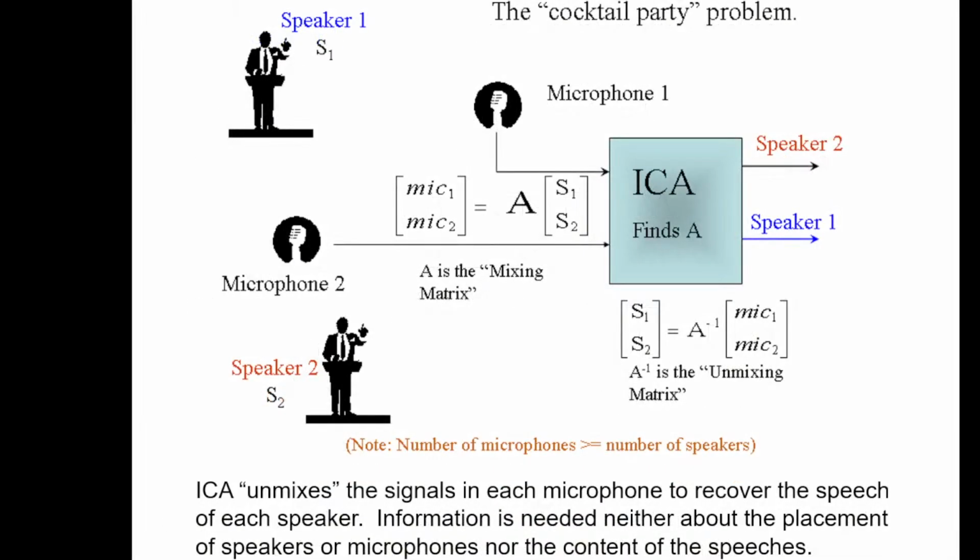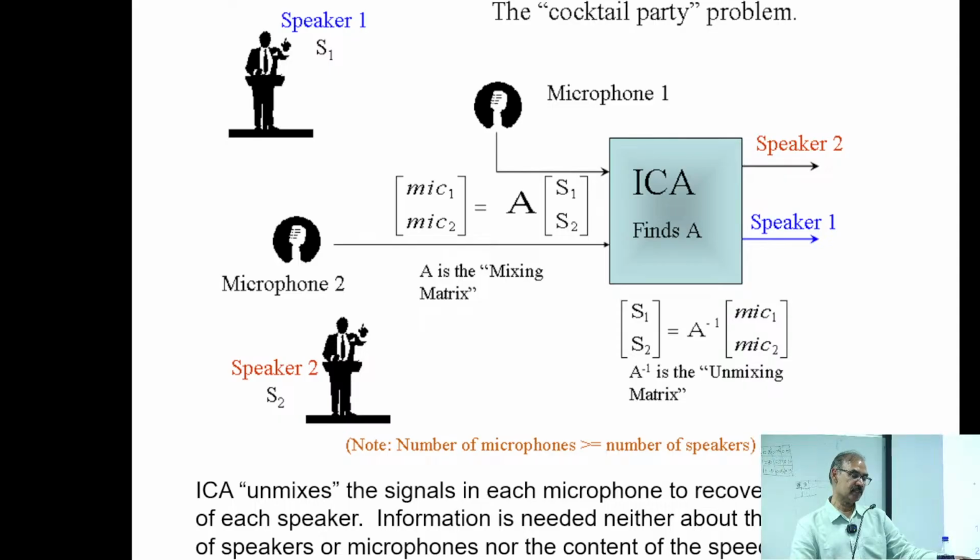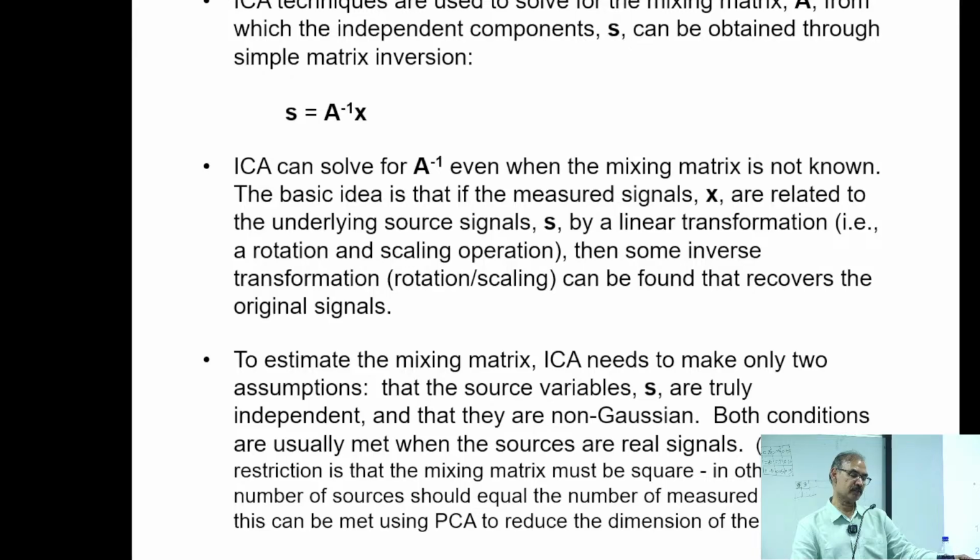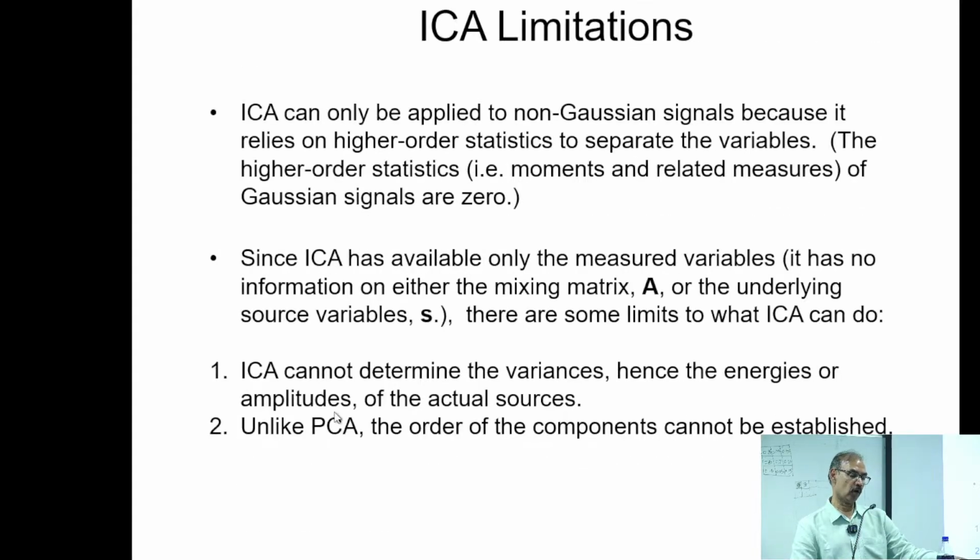Right? And some of the limitations are that ICA can only be applied to non-Gaussian signals because it relies on higher order statistics. The higher order statistics, that is moments and related measures, of Gaussian signals are zero. Also, since ICA has available only the measured variables, it has no information on either the mixing matrix or the underlying source variables. So there are some limits to what ICA can do, right? So this has to be a non-Gaussian signal distribution.